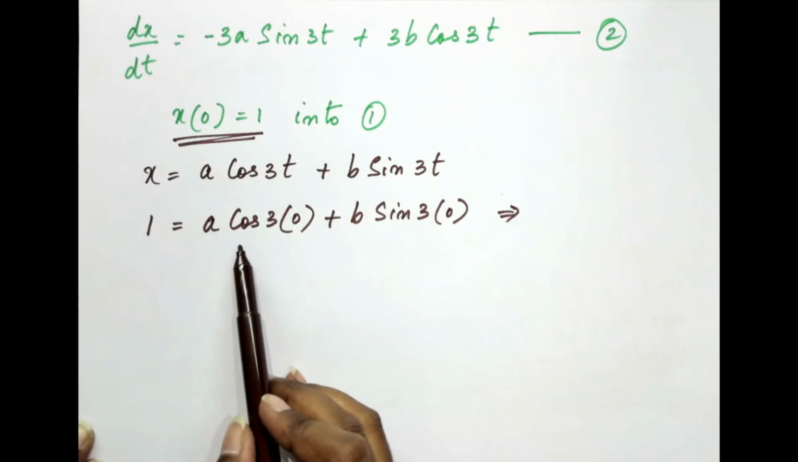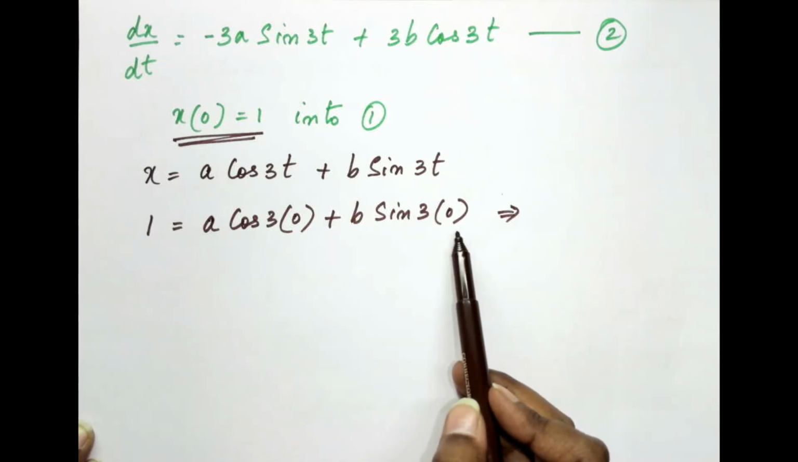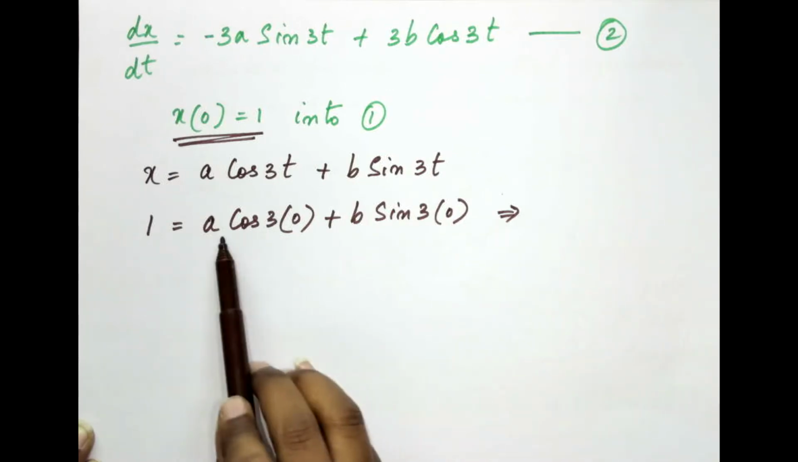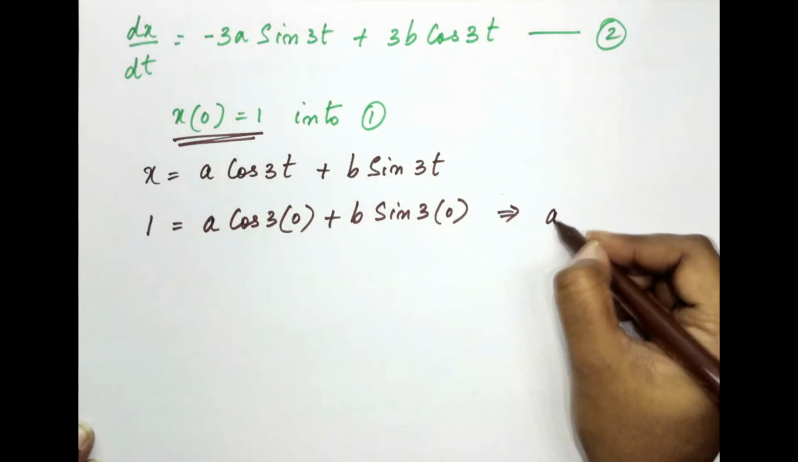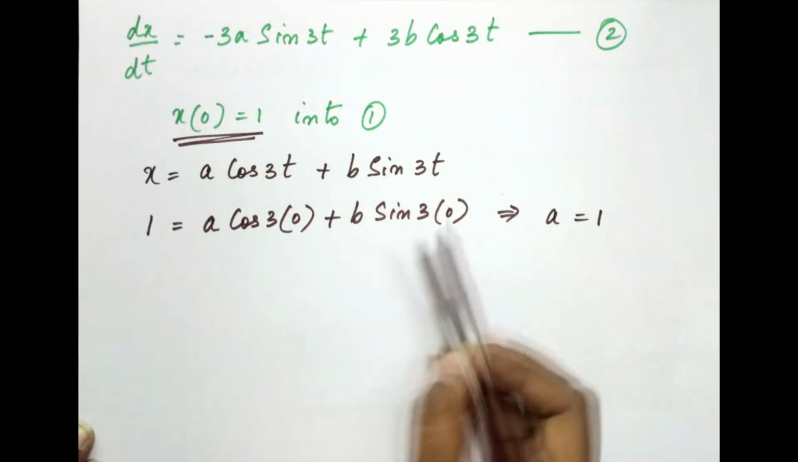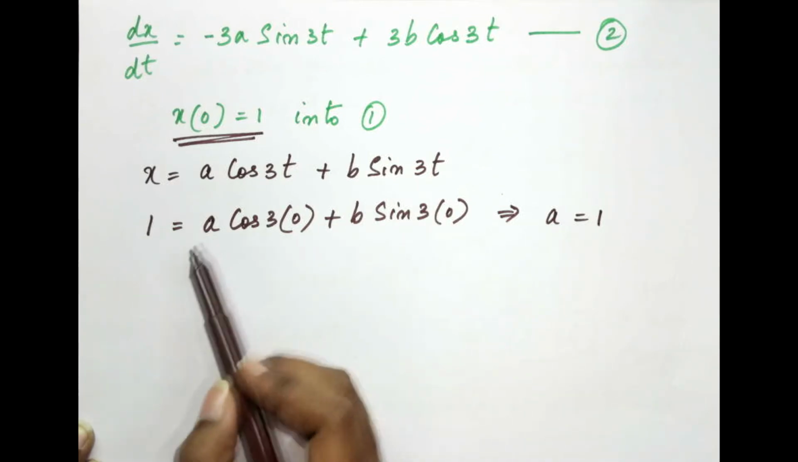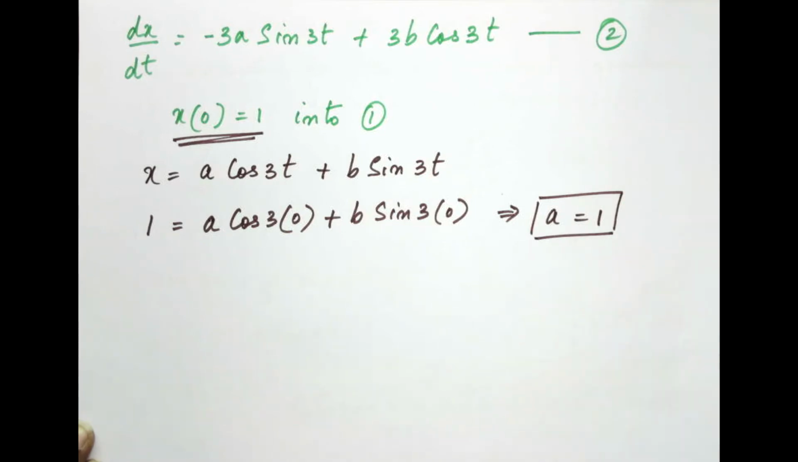Here we will arrive at the value of a, because sine of 0 becomes 0. So cos is left. Cos of 0 is 1, which gives us the value of a. So a is equal to 1 here. The sine term becomes 0, and we are left with only the value of a. So here we arrive at the value of a being 1.